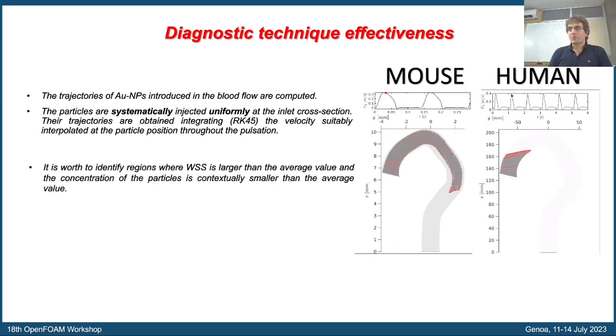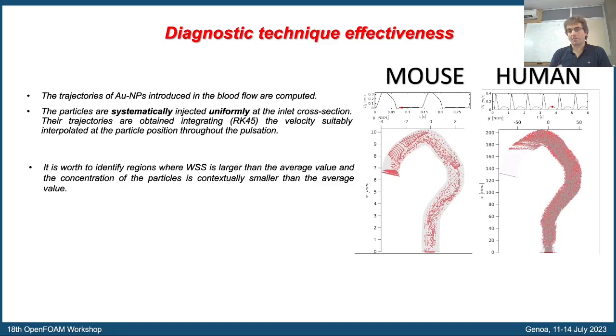We have computed the trajectory of the golden nanoparticles in order to understand whether their dispersion is efficient enough. You can see that the motion is somewhat different between the mouse and human case. In the mouse case, the particle trajectories are mostly parallel to each other. In the human case, it takes more time for a particle to reach the outlet, and during this time, the dispersion is evident.